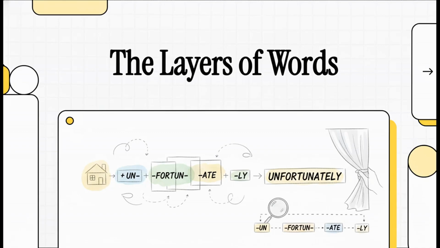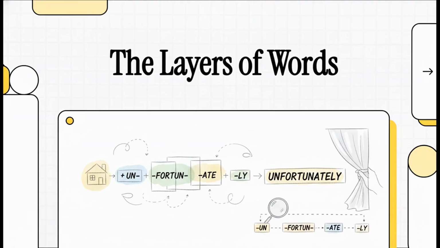Have you ever been reading something and just stopped dead in your tracks because of a word? One of those super long, complicated ones? Well, here's a secret. Words aren't just born complicated. They're built, layer by layer. Today, we're going to pull back the curtain and show you exactly how that happens.